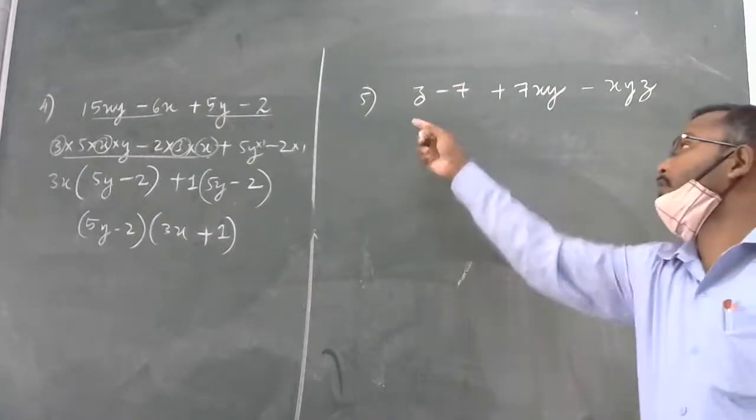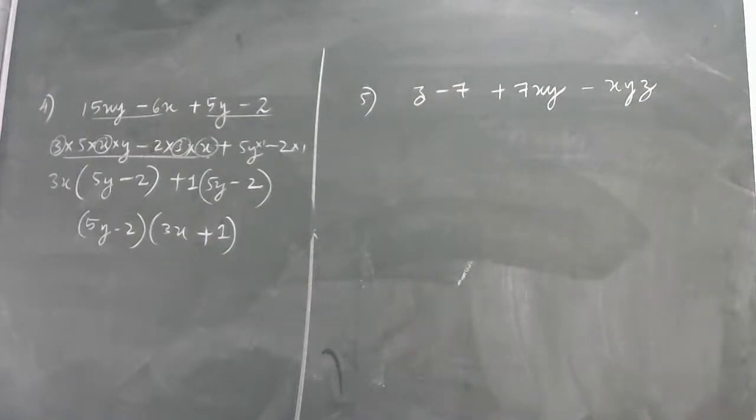This is z, okay. z minus 7 plus 7xy minus xyz.